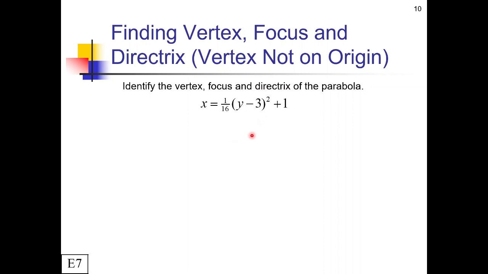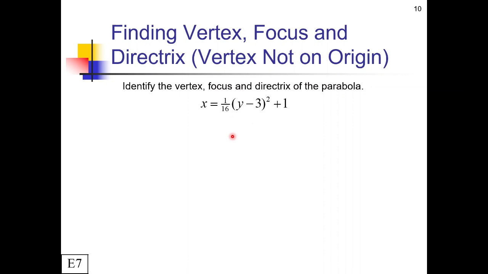And the game changer on this one, you might have noticed, is that, I wrote it up here, vertex not on origin, right? If you look at this clearly, the vertex is not going to be 0, 0. So that's going to force us to adjust a little bit. But I have confidence in you. Pause the video and see if you can get these crucial points based off of this.